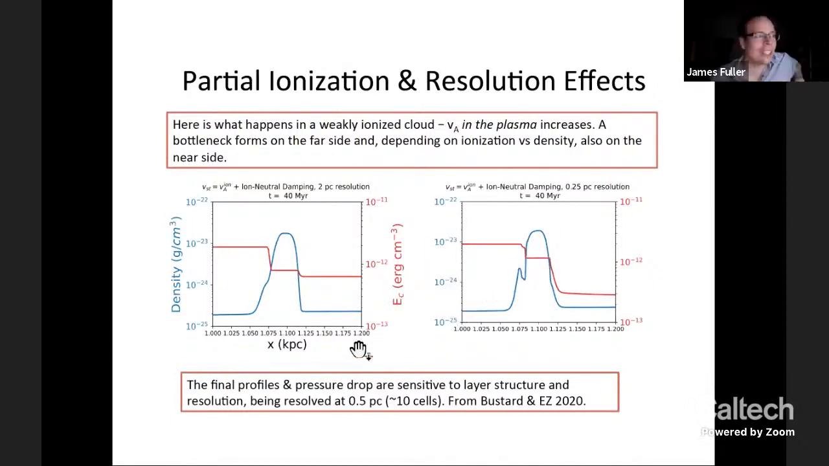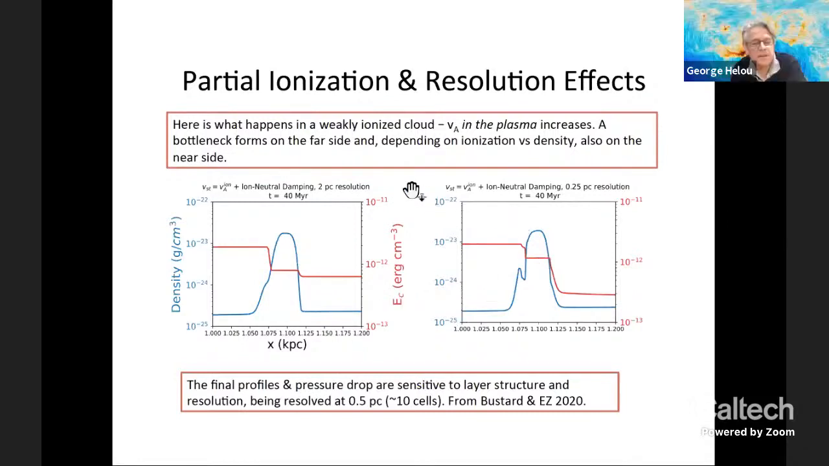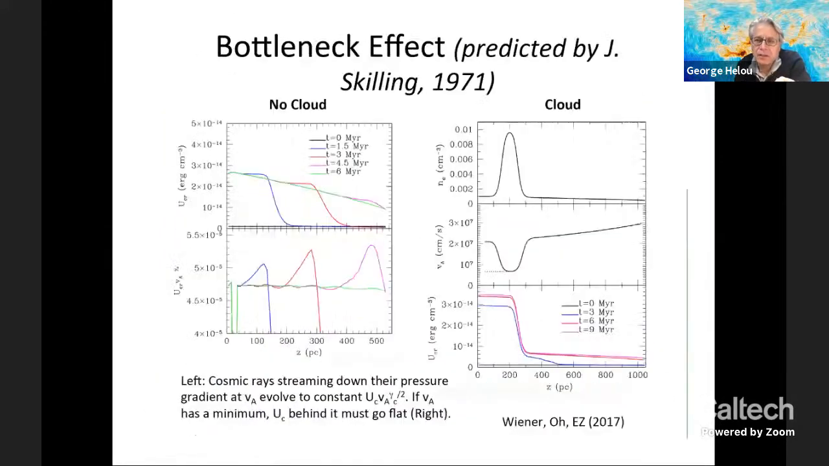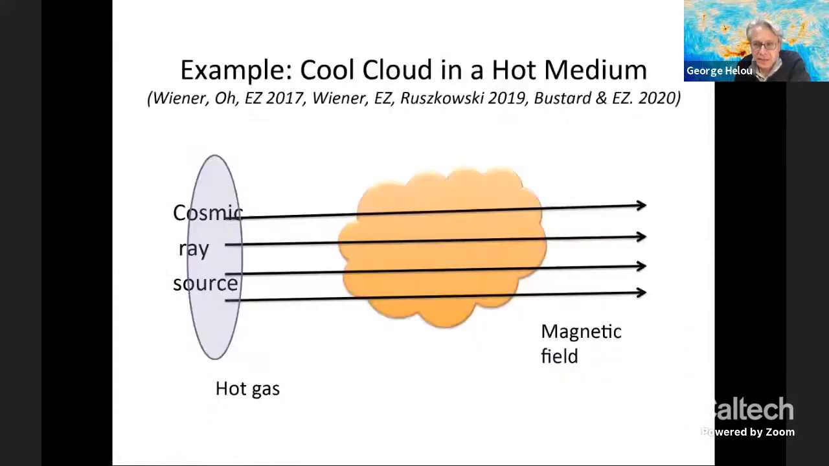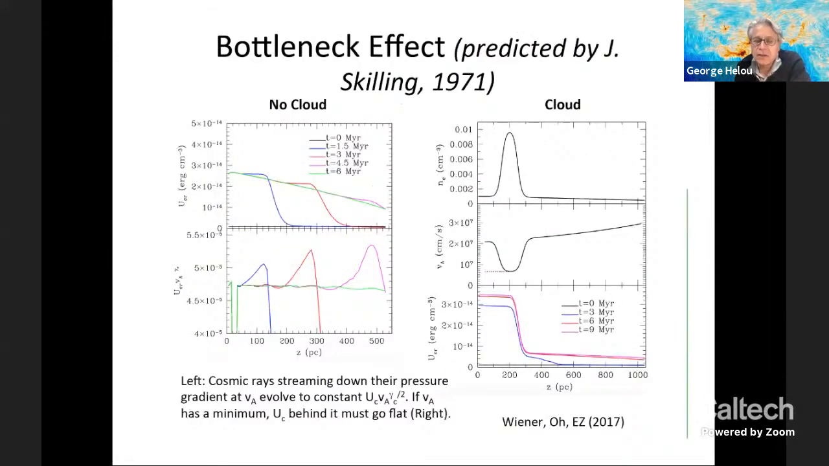Okay, I'd actually like to do one more question from George Halou. George, do you still have a question? Yes, and this relates to the scale of these bottlenecks. What are the assumptions you're making for the scaling between the magnetic field strength inside these clouds and the density of the clouds, and does that really affect the results at all?